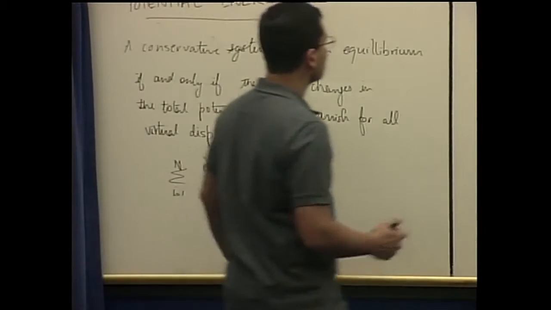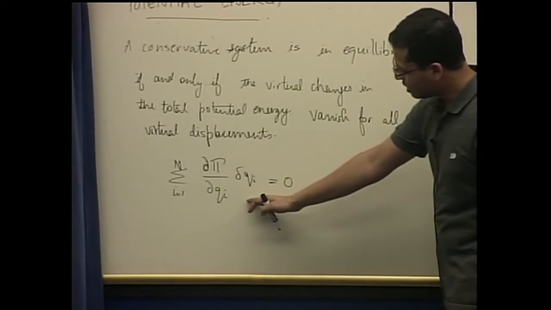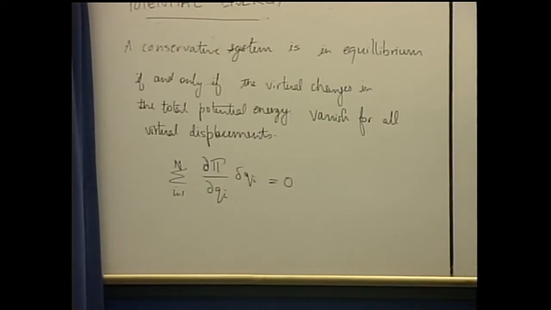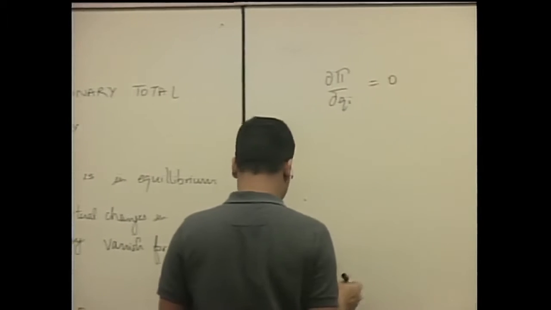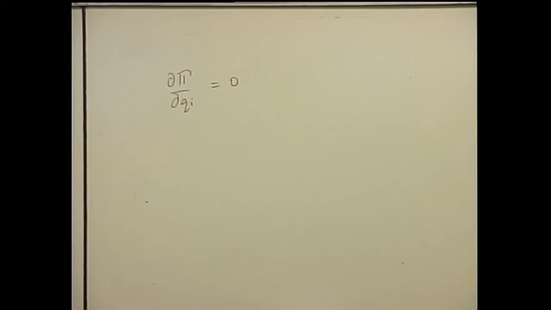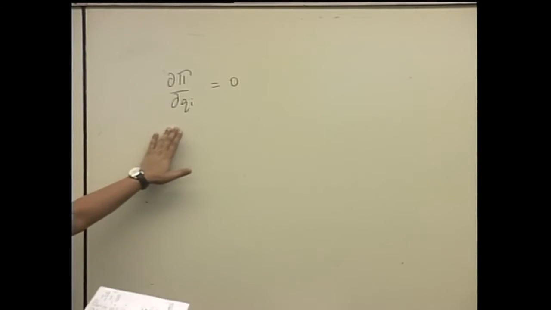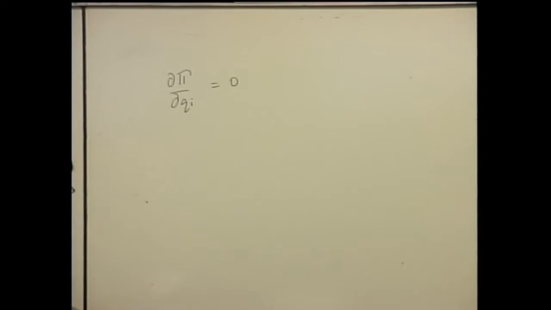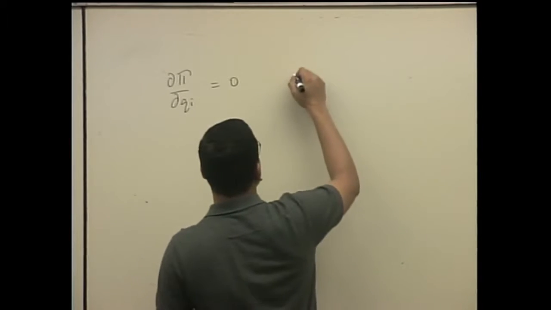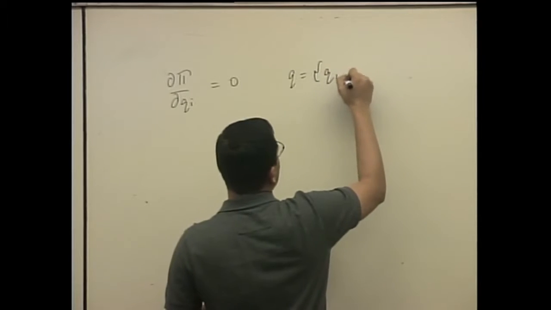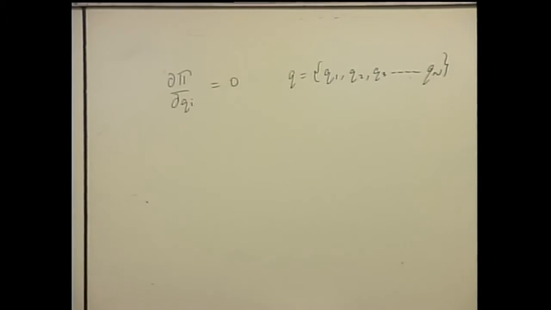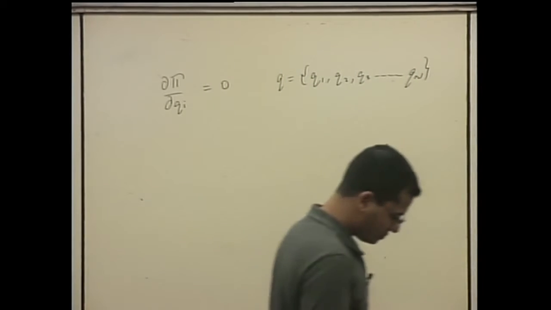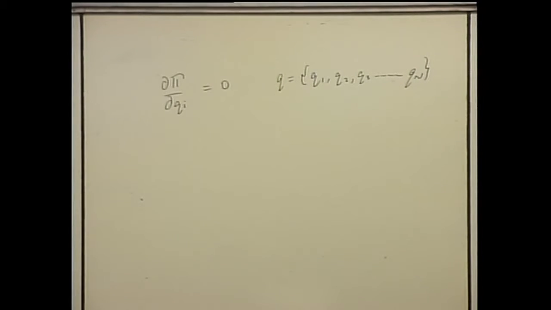virtual displacements. To simplify it, because the virtual displacements are arbitrary and can take any value, we can say that the total potential energy differentiated with respect to the generalized coordinates is 0, where the generalized coordinates, the q, are q1, q2, and so on to qn.